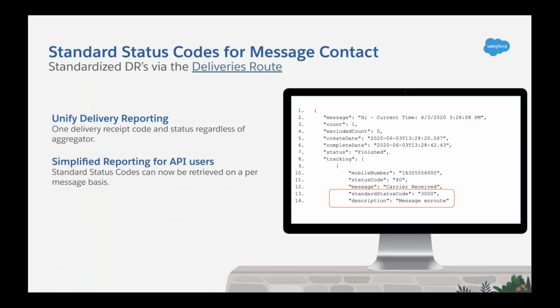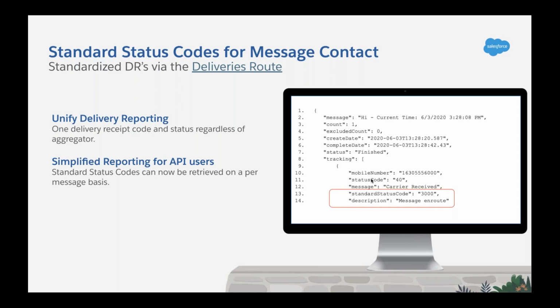All right, as previously stated, this is actually coming in the 227 release, which is the next upcoming release, and that is the addition of the standard status codes on the message contact deliveries route. Historically, we've always provided the raw status code and also the raw aggregator message. The problem was for multinational senders, all of these codes are different. They change when the aggregator changes them, and they didn't provide really any useful information.